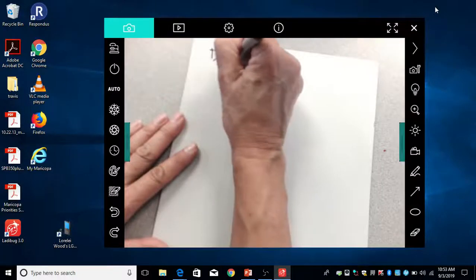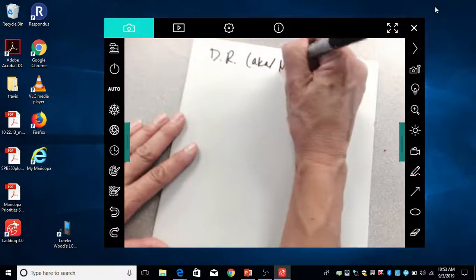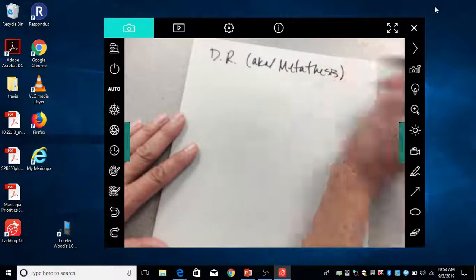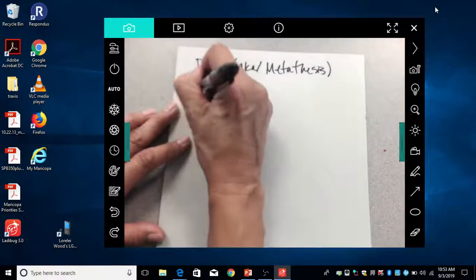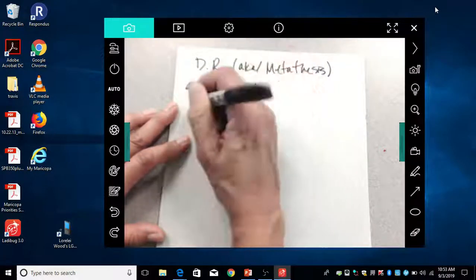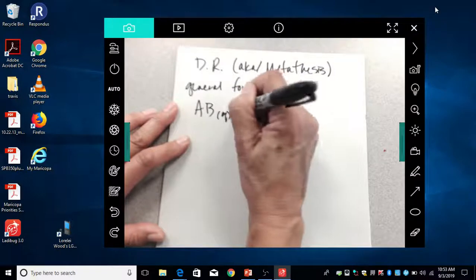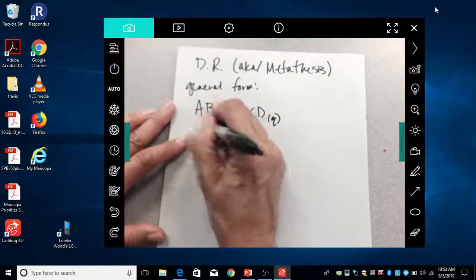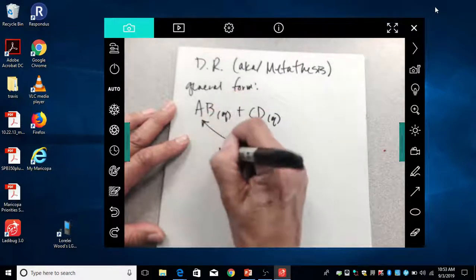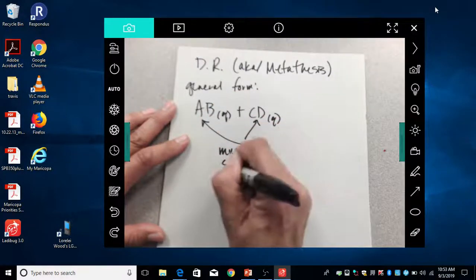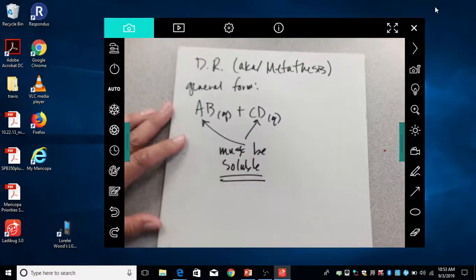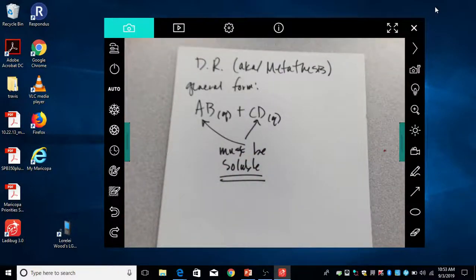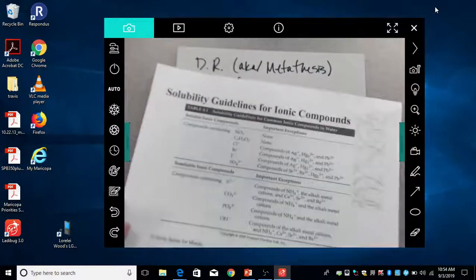All right, double replacement, also known as metathesis. Reactions have general form. We can say AB is aqueous plus CD is aqueous, and both of these must be soluble. Let's talk about soluble. Before we go on, this is a pretty crucial thing. If you do not know how to use these solubility rules, you will have significant trouble on the next exam.